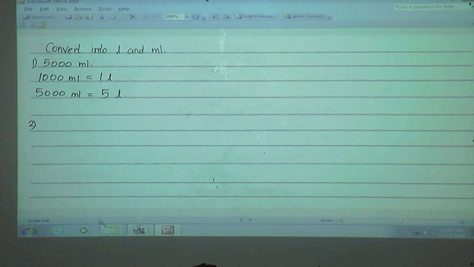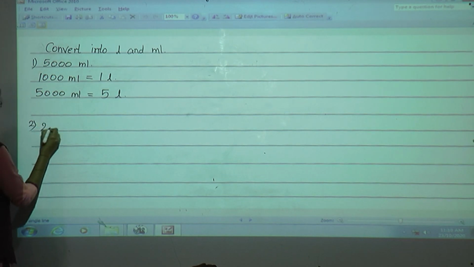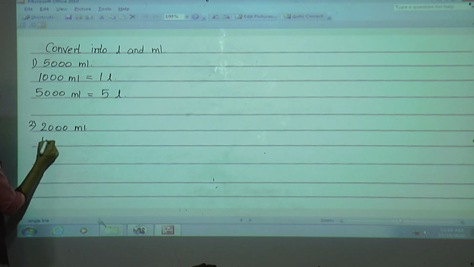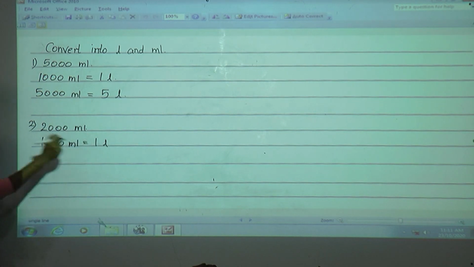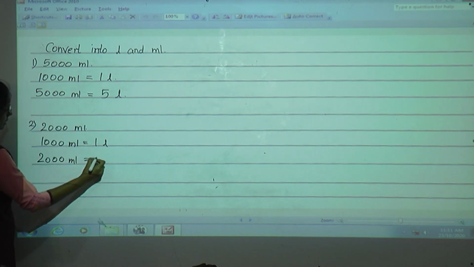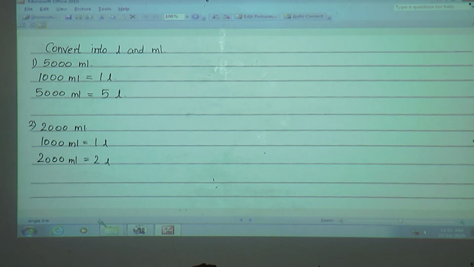Next example, 1000 ml. It's very easy. 1000 ml is equal to what? 1 liter. Next, 2000 ml. Now the first step is 1000 ml is equal to 1 liter. If 1000 ml is equal to 1 liter, then 2000 ml is equal to how many liters? 2 liters. We have to remove these 3 zeros, then it will be converted into liter.